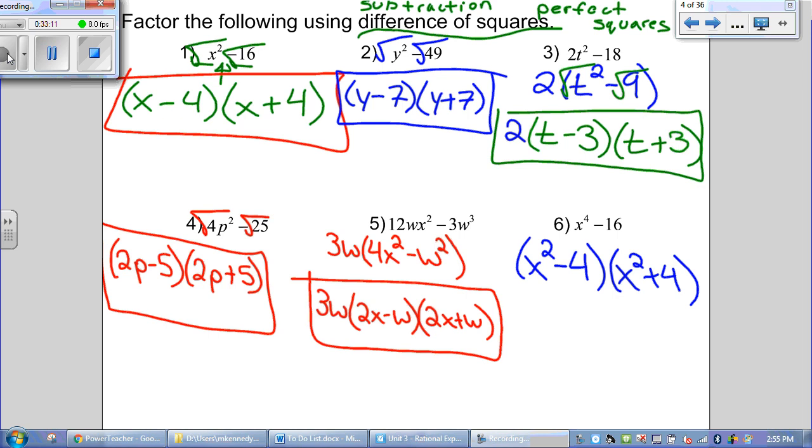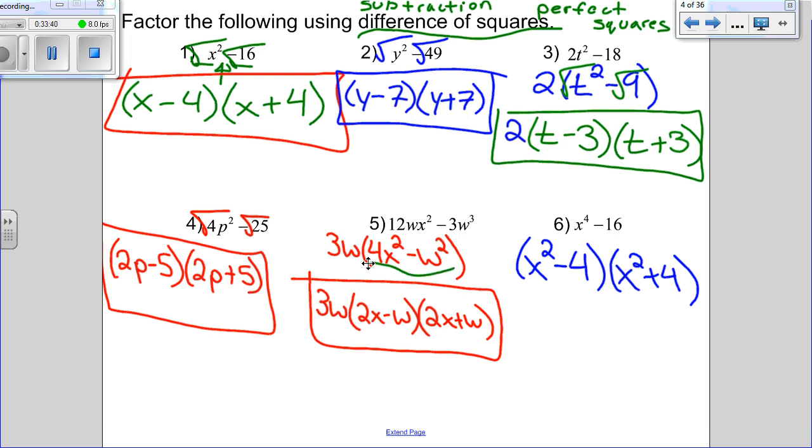Number 5 does not look anything close to a difference of squares at first. But I took out a greatest common factor, a 3 came out, and a w came out, and lo and behold, I was left with a difference of squares inside the brackets. I can square root 4, can square root x squared, can square w squared. The GCF that I took out is still in front for my final answer.